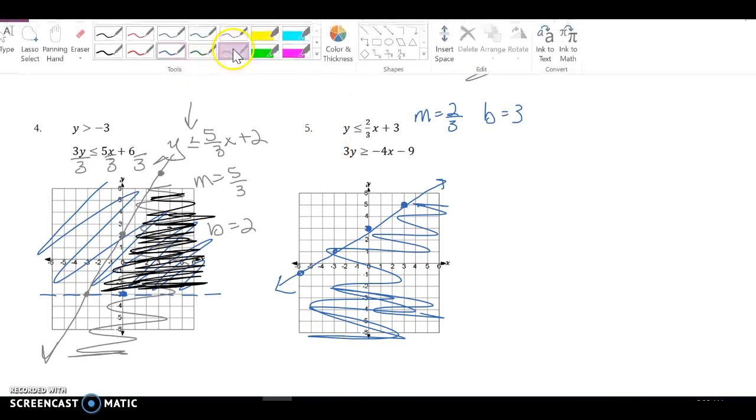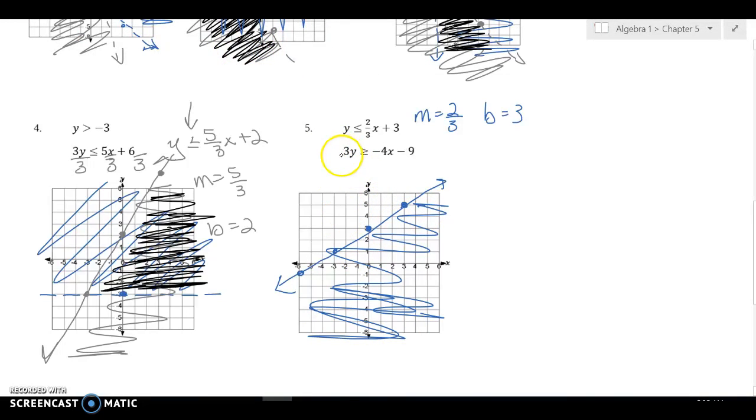And let's change colors. For the next one, it's another one that I have to divide by 3. And so y is greater than or equal to negative 4 over 3x minus 3. So my m is negative 4 over 3, and my b is negative 3. So go down 1, 2, 3, 4, and over 3. Up 1, 2, 3, 4, and over 3.